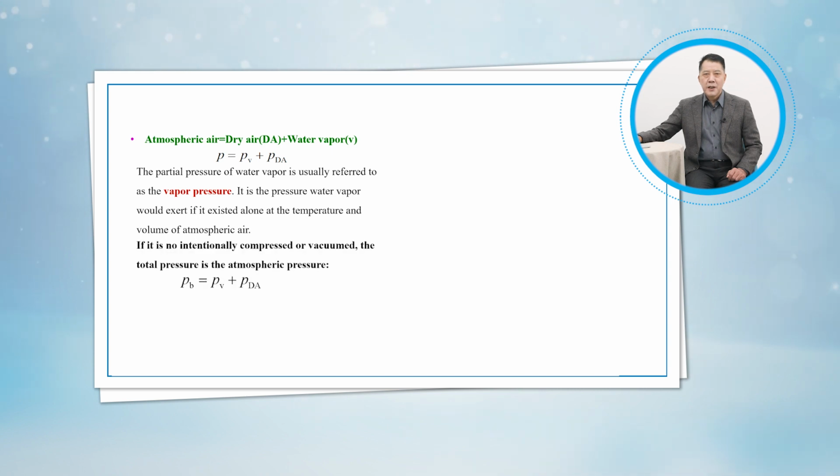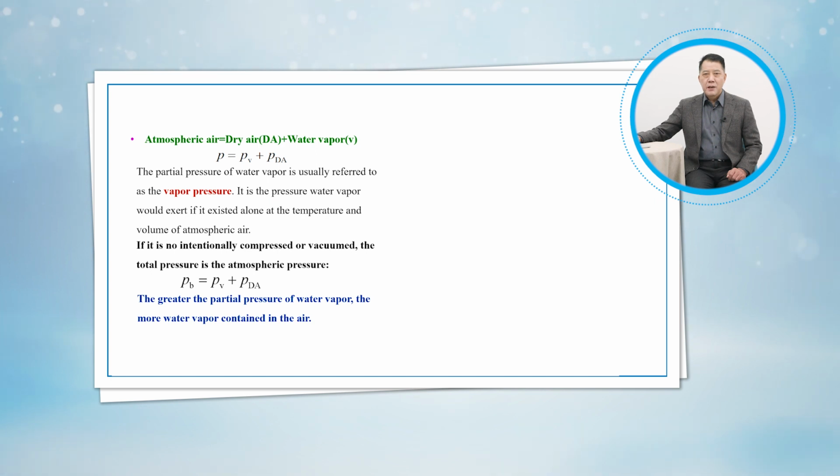If it is not intentionally compressed or vacuumed, the total pressure is the atmospheric pressure. We learned from this relation that the greater the partial pressure of water vapor, the more water vapor contained in the air. Based on the amount of vapor in the air, there are unsaturated and saturated atmospheric airs.